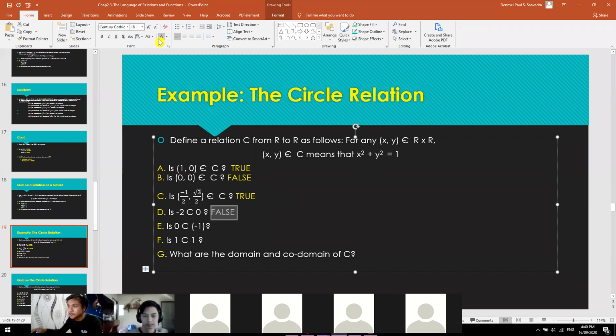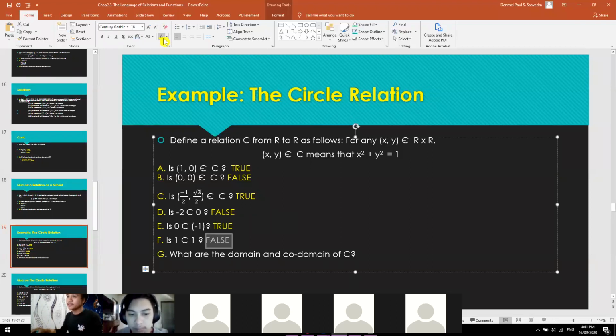How about letter E? Is 0 in relation with negative 1? Yes, sir. Okay, so 0 squared is still 0. Negative 1 raised to 2 is positive 1. So 1 is equal to 1. So this one is true. How about letter F? Is 1 in relation with 1? No, sir. This will give you a result of 2, which is not equal to 1 anymore.